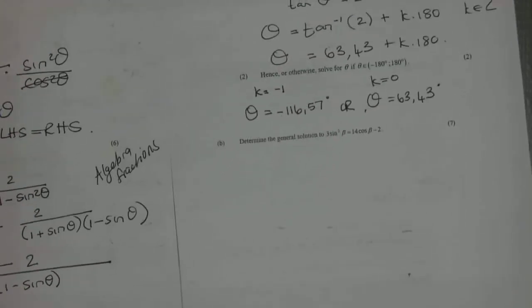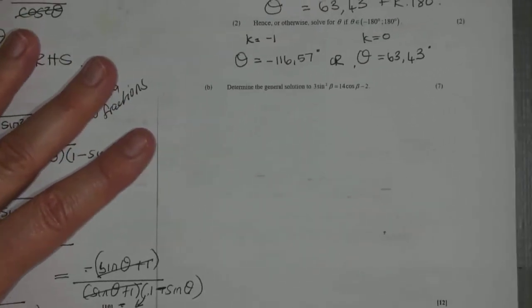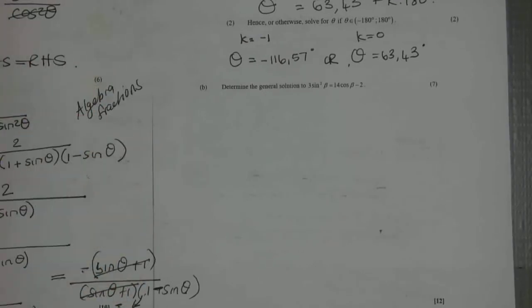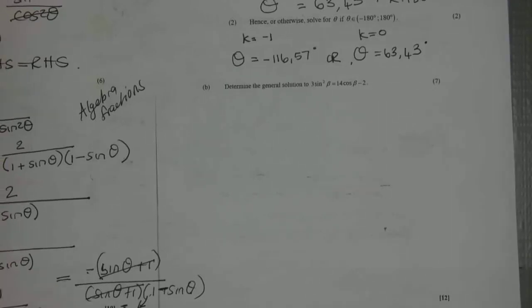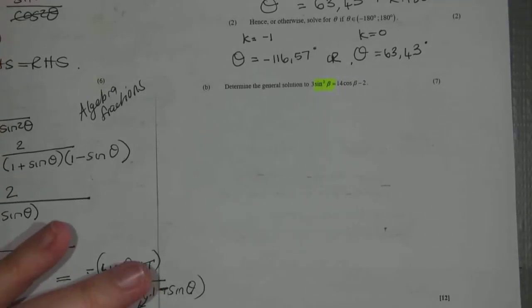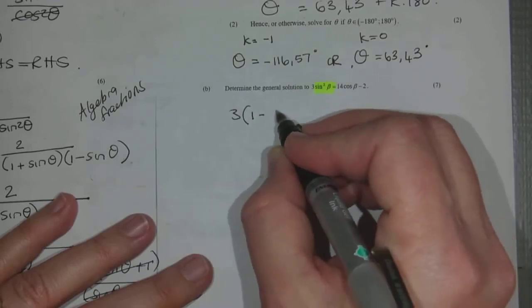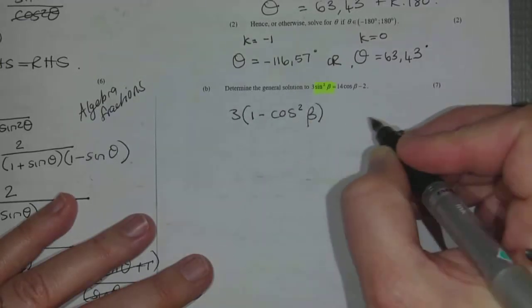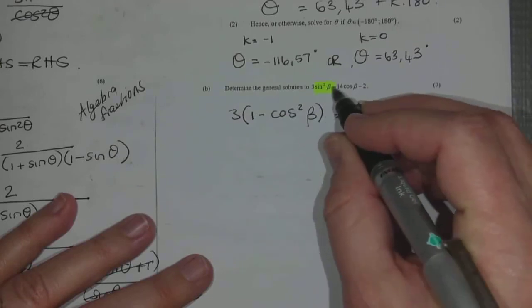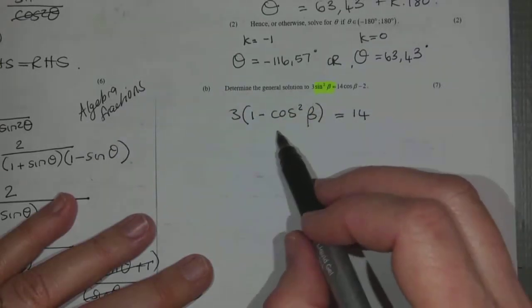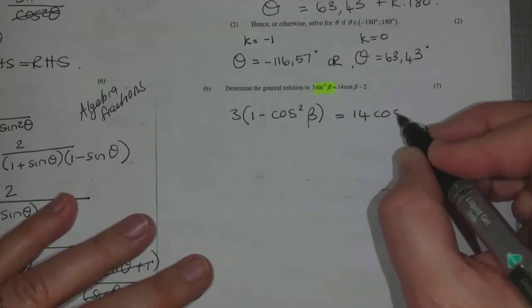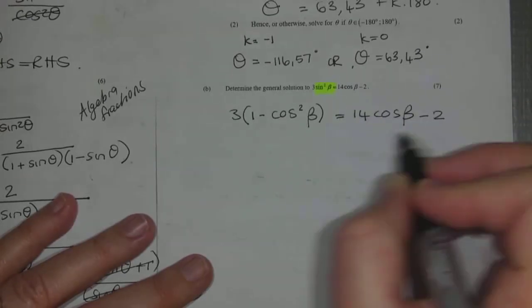Okay. Determine the general solution. If I have 3 sine squared beta equals 14 cos beta minus 2, this is a trinomial. All right, what do I notice? I have 2 ratios in there. I can only solve an equation if I have one type of ratio. And the only one that I can rewrite is sine squared beta. I can use my square identity to isolate sine squared beta, and I can replace it with 1 minus cos squared beta equals 14 cos beta minus 2.